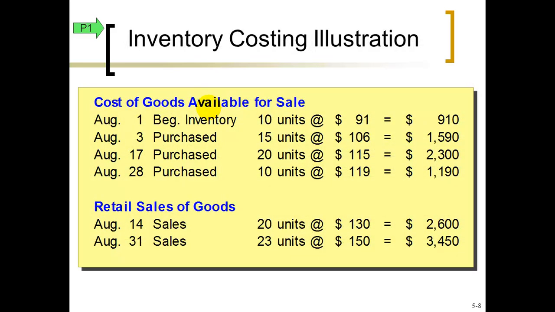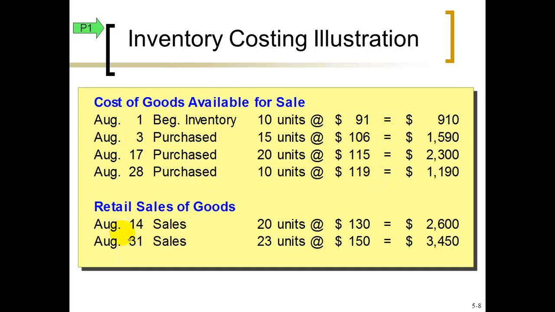So here's our comprehensive example where we start off the month of August already with 10 units that we didn't sell from last month. It cost us $91 per unit, and when we multiply across it, we call this extensions, $910. Then we made 3 purchases during the month. Notice that the price for 1 unit is increasing here. We call this inflation, and because of inflation we'll see a certain relationship to the numbers for FIFO versus LIFO.